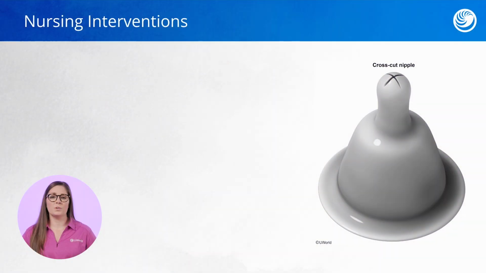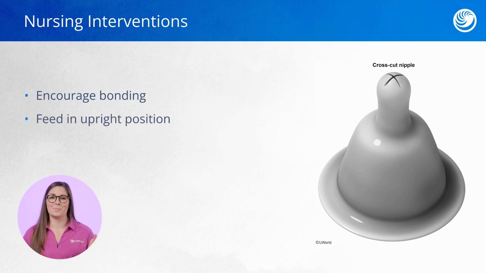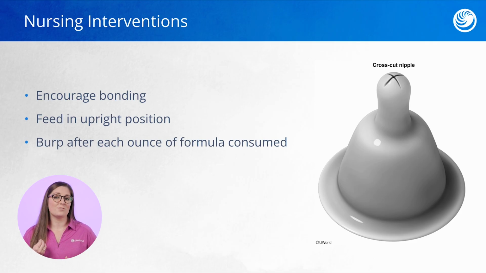So let's talk about how we can best care for these clients. We want to encourage bonding between families and these infants. These infants typically are not able to breastfeed successfully, and that can inhibit the bonding experience. We also want to encourage families to feed the client in an upright position, and this is for safety reasons to prevent any aspiration. We also want the babies to burp after each ounce of formula that they're able to swallow, and this is because due to the hole in their palate or their lip, they're sucking in more air with each swallow, and so we want to make sure we remove that air so they can continue to eat.